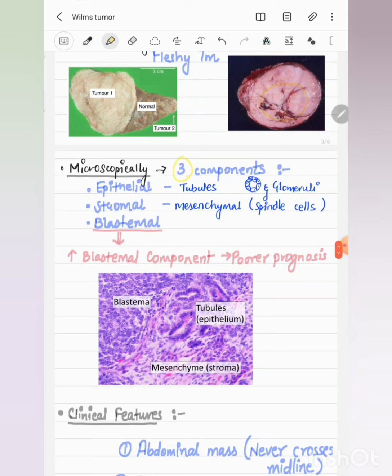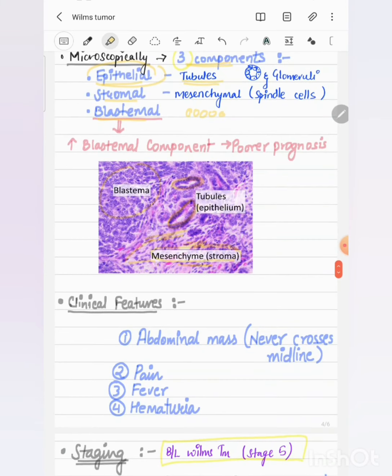Microscopically, 3 components are there: epithelial, stromal, and blastemal. Epithelial stands for tubules. These tubules are the epithelial components, and mesenchymal, also known as stroma. So this mesenchymal stroma is there, and the blastemal are just cells arranged like this. If there is more blastemal component, it is associated with a poor prognosis.